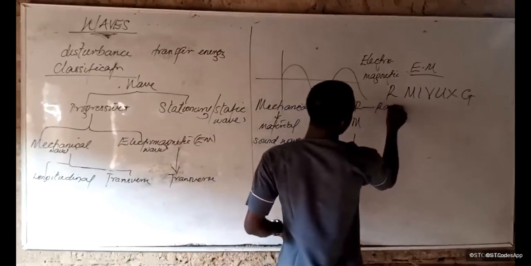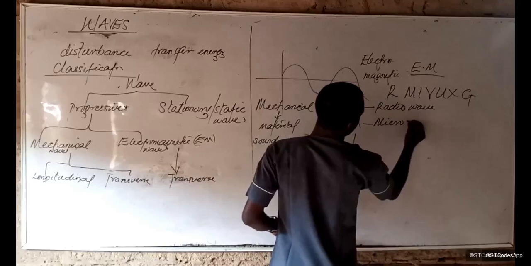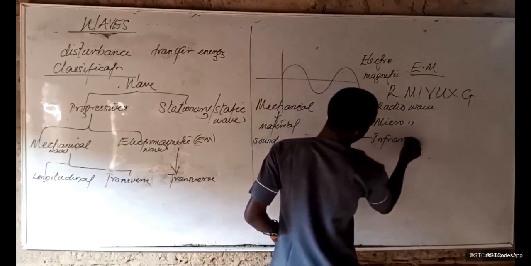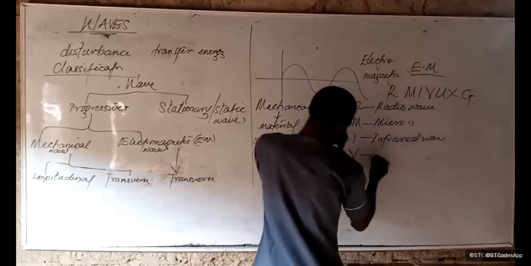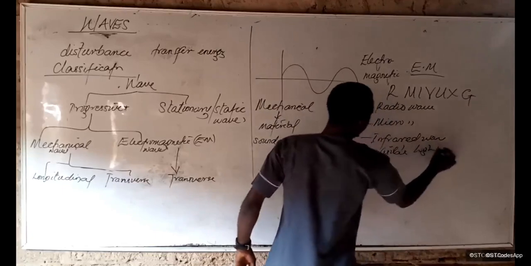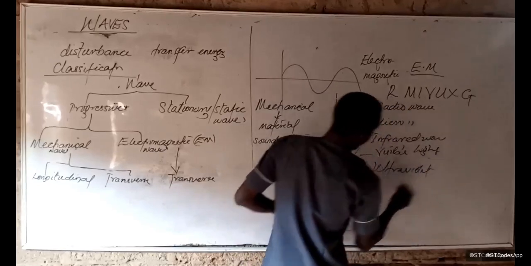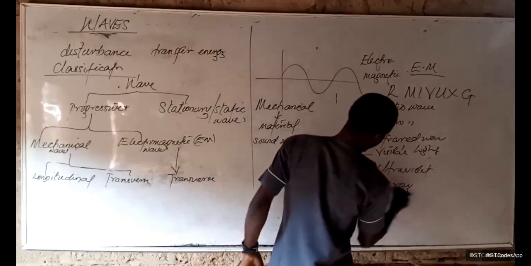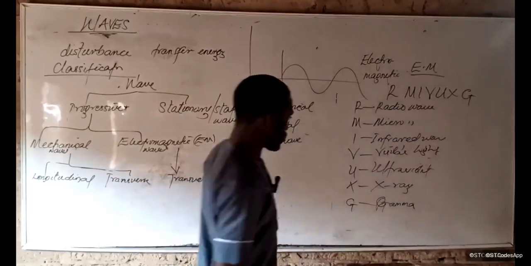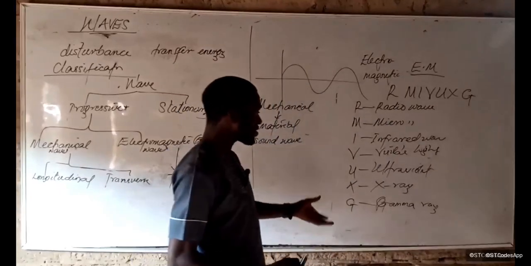So R standing for radio wave, M standing for microwave, infrared wave, V standing for visible light. Okay, so I'm going to be explaining something about this wave. This one standing for ultraviolet. And you don't even need to memorize. You can just understand them and actually know what it is. But of course, this mnemonic should assist you in understanding it. All right. Gamma rays. All right.